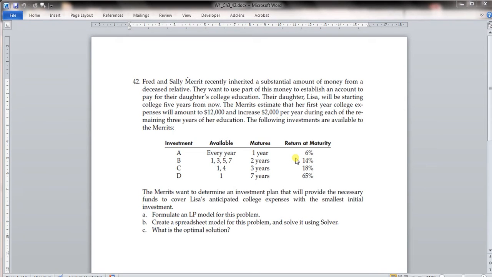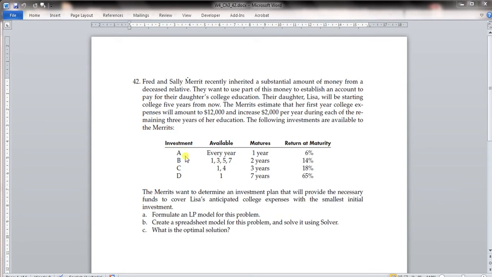This question discusses that Fred and Sally inherited an amount from a deceased relative and they want to use part of the money for their daughter's college education. Their daughter Lisa will be starting college in 5 years from now. They estimate that the first year college amount will be 12,000. So the requirement of money after 5 years will be 12,000, and for the consecutive years for the next 3 years will be additional 2,000 each year.